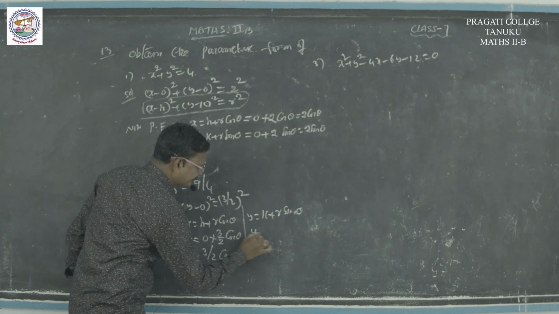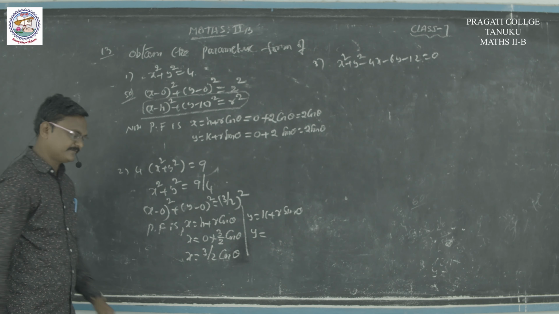Now the second one, y is equal to k. Here the k value is 0. Again the r value is 3 by 2 sin theta. So finally y is equal to 3 by 2 sin theta. So this is the parametric form of the second one. And in this last question, x square plus y square minus 4x minus 6y minus 12 is equal to 0. This is just like a standard form.